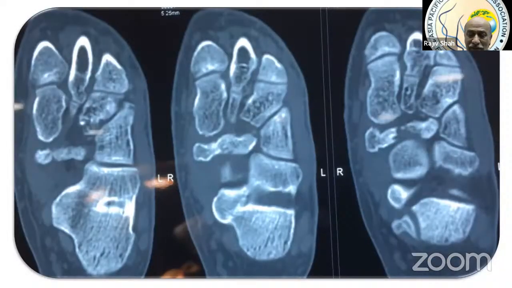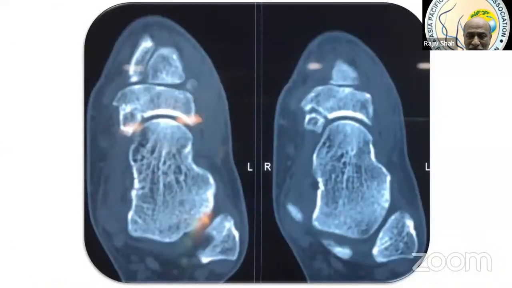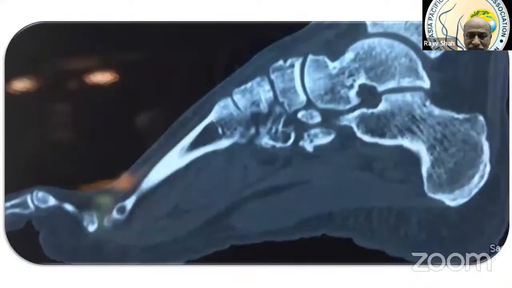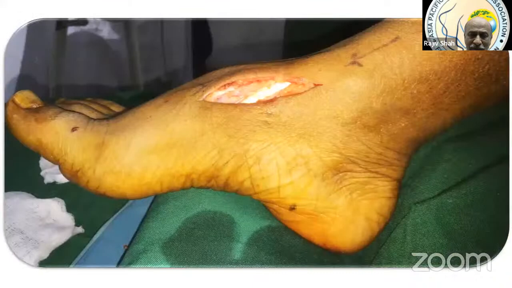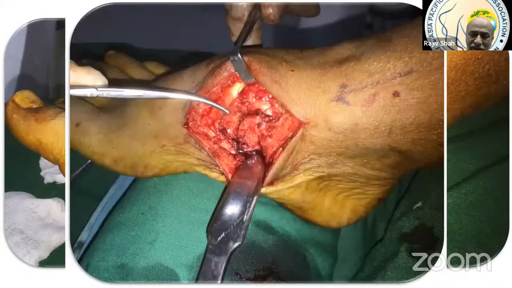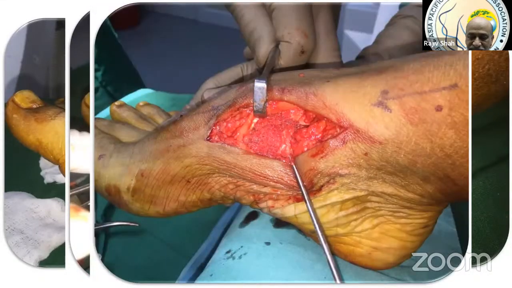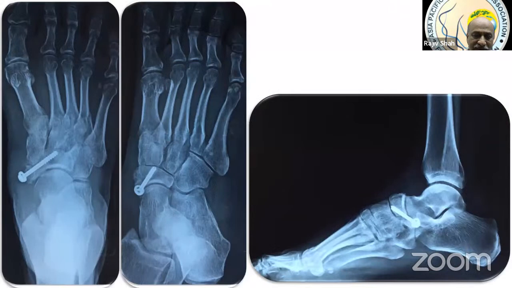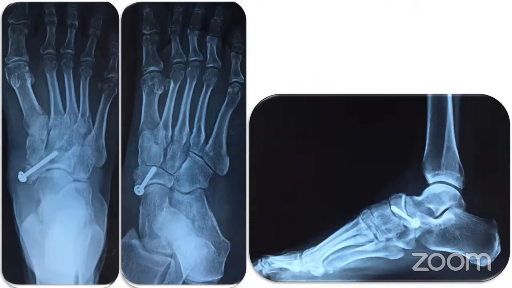So this was the X-ray, and these were the CT images, and these were the other CT images, and management obviously was a straight dorsomedial incision. This is how the tuberosity fragment was exposed and filled in with the bone grafts and fixed with one screw and went on to heal. At that time, I have used a washer. It should not have been used, because it would definitely impinge onto tibialis posterior tendon.